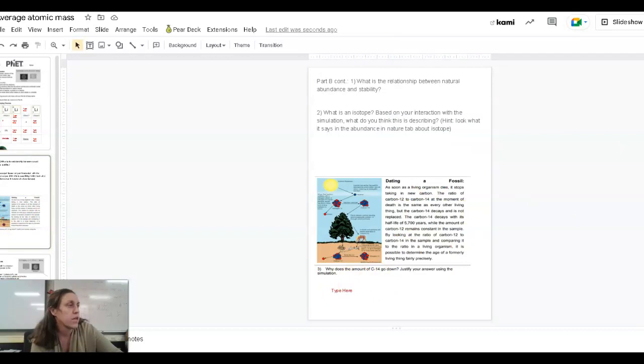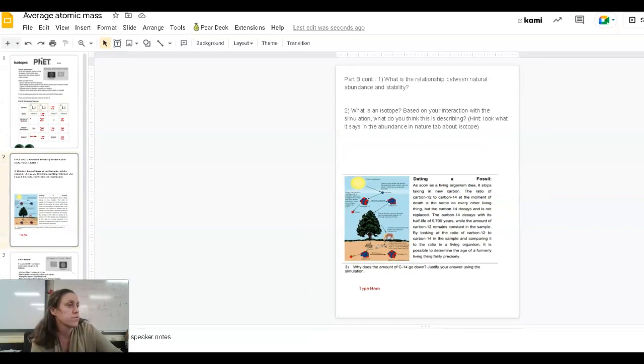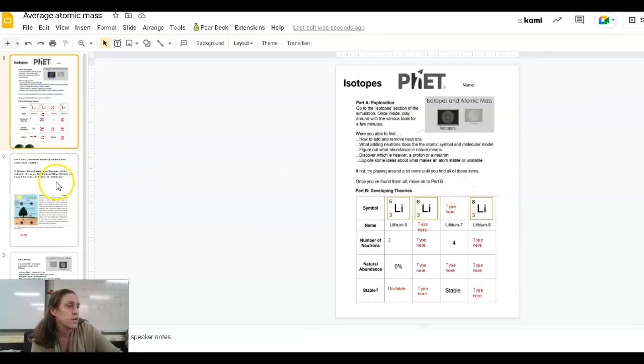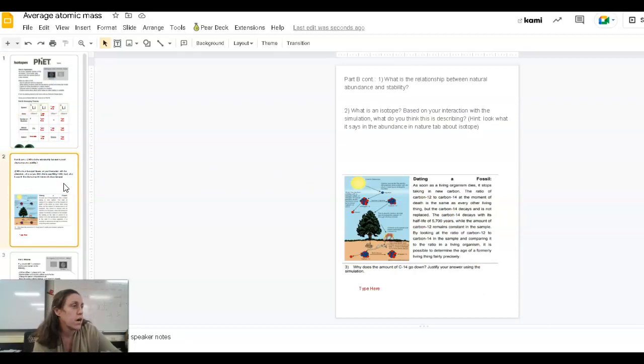Okay. The next one is, you guys, you'll have to play with it. Look at your data from above. It says, just from here, you have to fill that out. What is the relationship between natural abundance and stability? So if not, you're going to have to play. You're going to have to figure that out so that you can try to get that going.